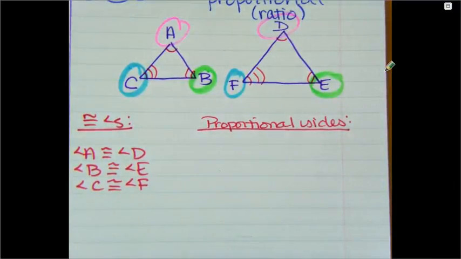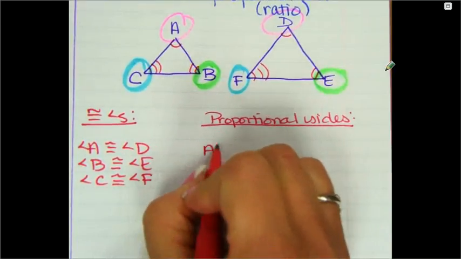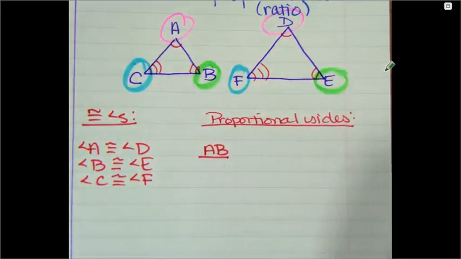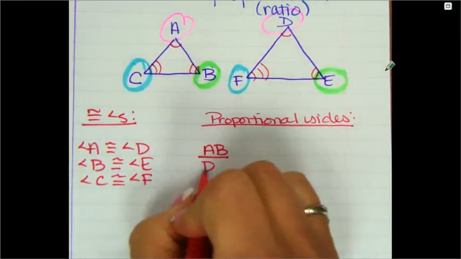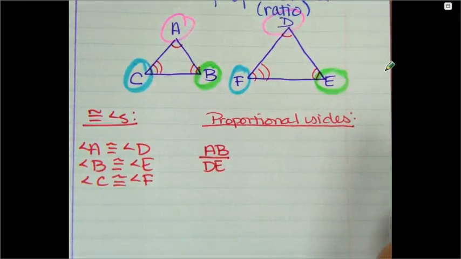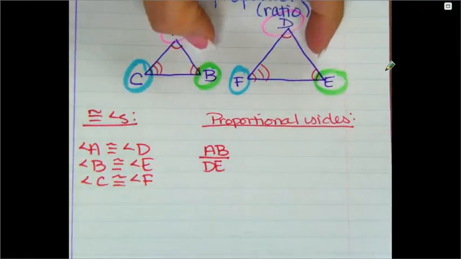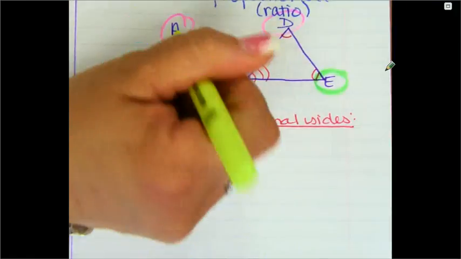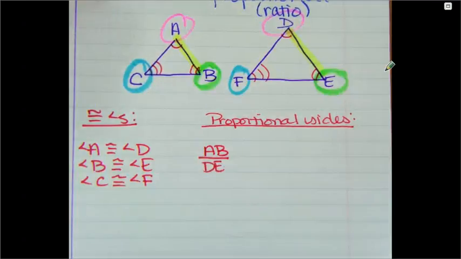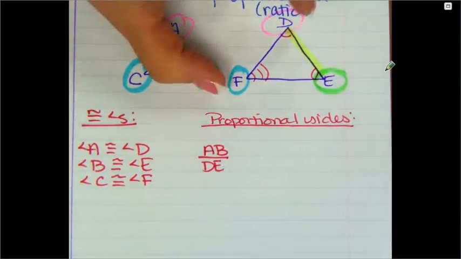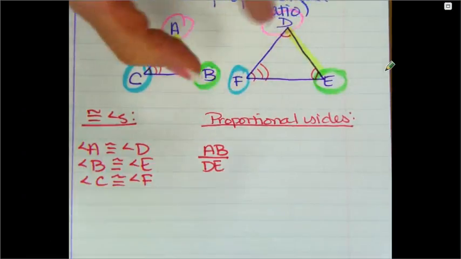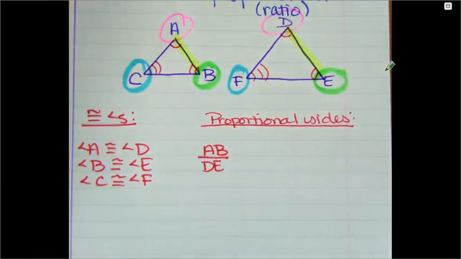What side do you think is going to go first? AB. So side AB is going to be proportional to what side? DE. Got it? Now, similar triangles are proportional. That means every time I set up a side, AB and DE, right? Let's say I pick another side, CA and then what? FD, right? They're always going to be equal to each other.